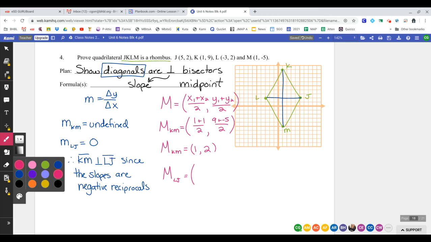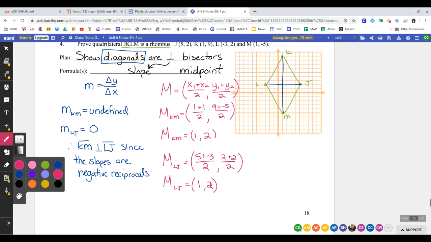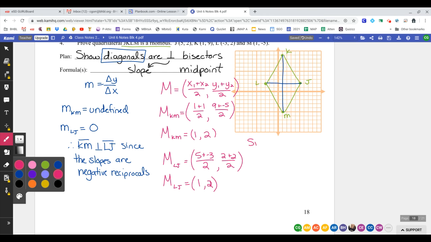I'm then going to find my midpoint of LJ. So plugging my numbers into my formula, I've got 5 plus negative 3 divided by 2, 2 plus 2 divided by 2. So my midpoint of LJ also gives me 1, 2. So, since the diagonals have the same midpoint, they bisect each other.